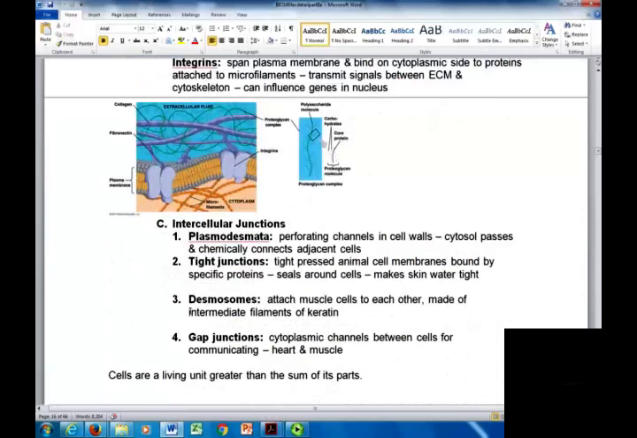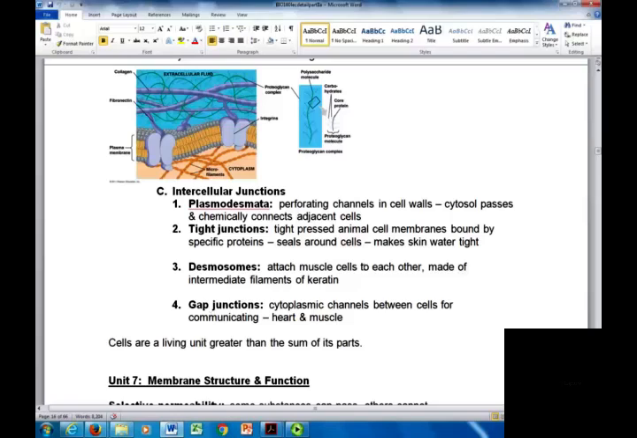So all living cells in multicellular organisms are going to be functioning together, so these intercellular junctions are important. We have the plasmodesmata that are those perforating channels in the cell walls of plants. It allows the cytosol to pass and chemically connect adjacent cells. We have tight junctions. These are going to be tight-pressed animal cell membranes that are bound by specific proteins. It seals around the cells and makes the skin watertight. The desmosomes, these are going to attach the muscle cells to each other, and they're made of the intermediate filaments of keratin.